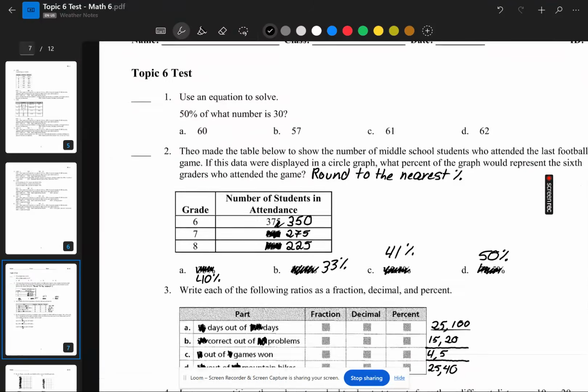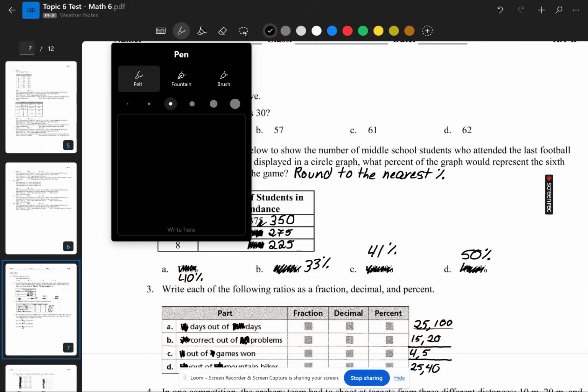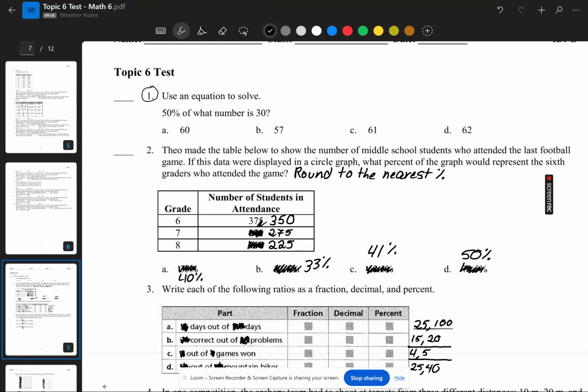This is the review worksheet. We're just going to run through it with me. That way you can use this as a study tool. But question number 1, I'm going to make my pen a little bit bigger. There we go. This was from lesson 6.5, if you're using your book while we're doing this. It says 50% of what number is 30?